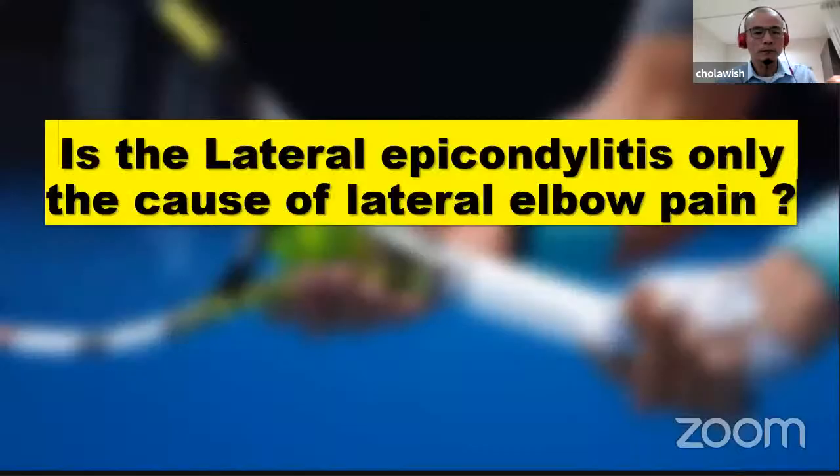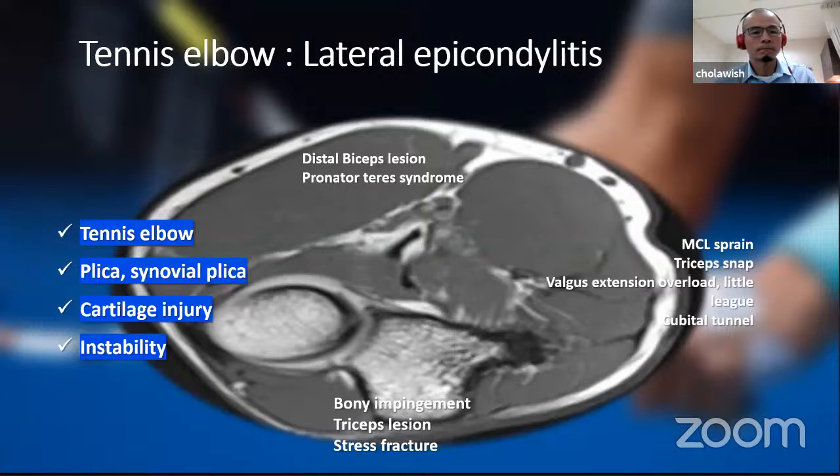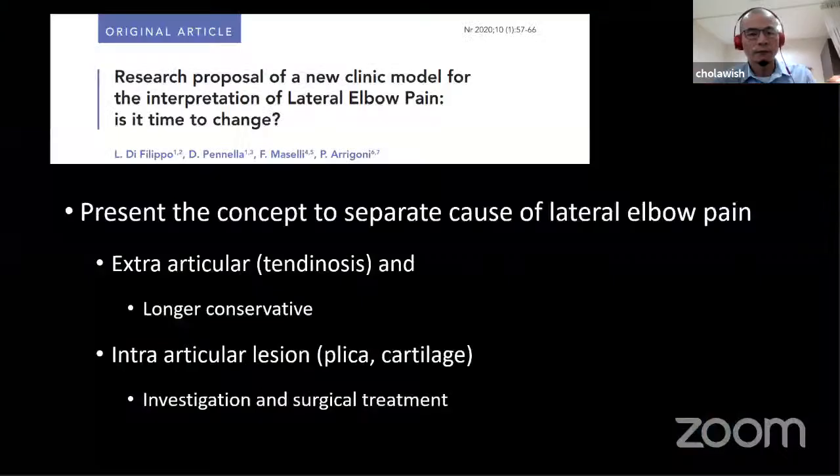Is lateral epicondylitis the only cause of lateral elbow pain? My answer is strongly no. There is a list of common causes that can cause lateral elbow pain, like tennis elbow, plica or synovial plica, cartilage injury, and instability. This is not a new idea. Some researchers have proposed a new clinical model for interpreting lateral elbow pain.